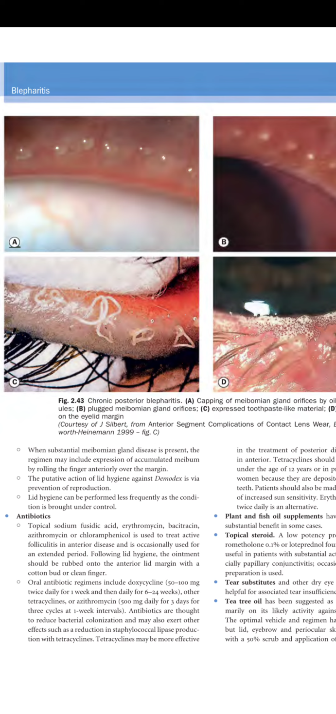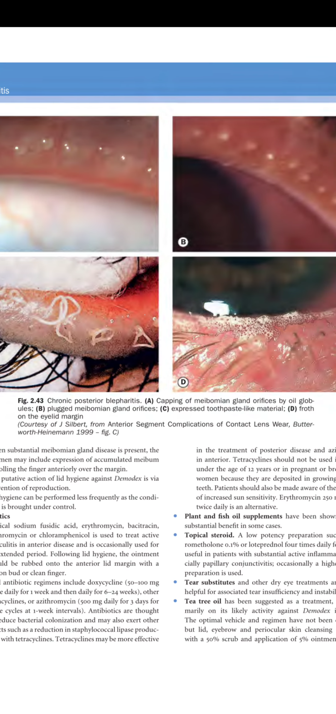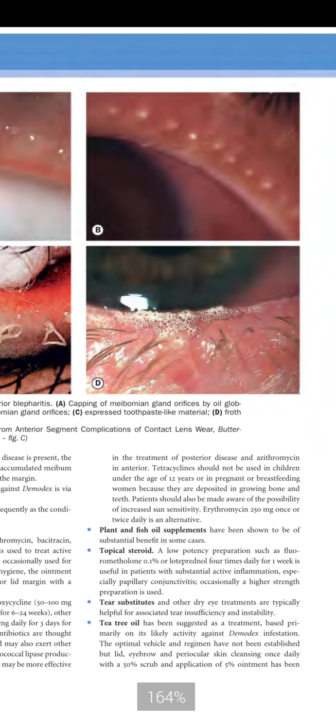Oral antibiotic regimens include doxycycline 50 to 100 milligrams twice daily for 1 week, and then daily for 6 to 24 weeks, other tetracyclines, or azithromycin 500 milligrams daily for 3 days for 3 cycles at 1 week intervals. Antibiotics are thought to reduce bacterial colonization and may also exert other effects, such as reduction in staphylococcal lipase production with tetracycline. Tetracycline may be more effective in the treatment of posterior disease and azithromycin in anterior.